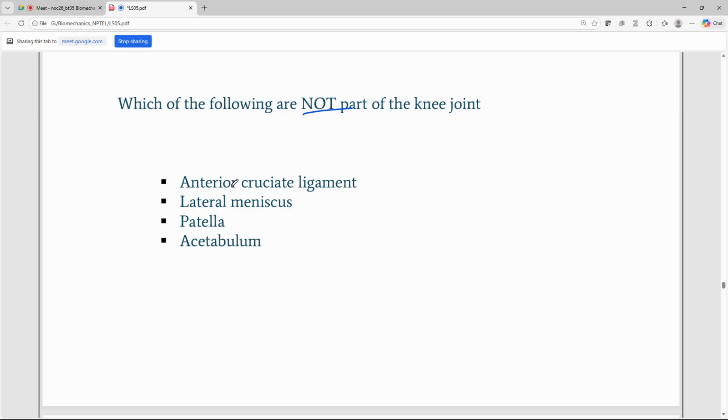Options are anterior cruciate ligament, second one lateral meniscus, third one patella, fourth one acetabulum. Find the options which are not a part of knee joint.